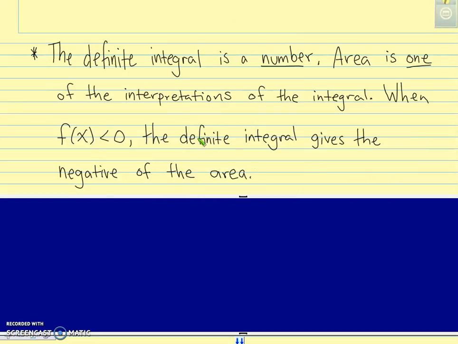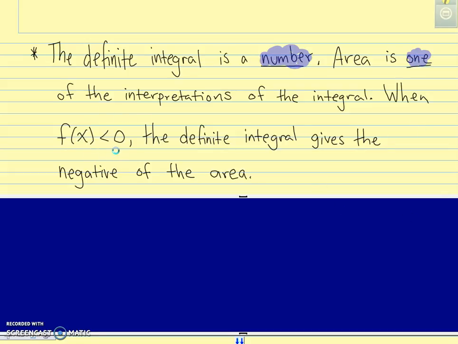Okay, and add this to your notes. The definite integral is a number. Okay, we are going to get a number when we use the definite integral. Area is one of the interpretations of the integral. Okay, so try to think of another interpretation for the integral. So think about it, and I will give you a hint. We covered it at the end of first semester.